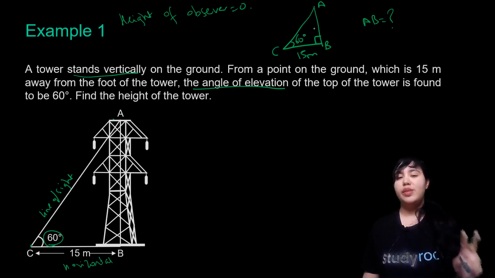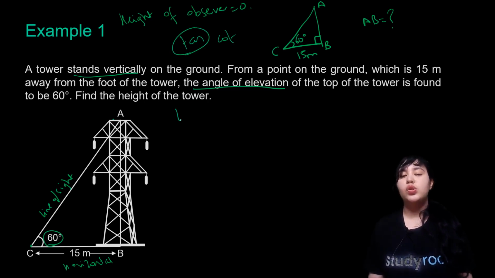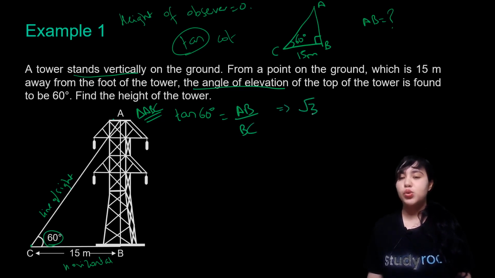Yes, there are two trigonometry ratios. We have tan and we have cot. Let's make use of tan. So tan of 60 degree, I'm considering triangle ABC, okay? So tan of 60 degree will be what? The opposite side, which is AB, upon the adjacent side, which is BC. So tan 60 degree is what? Root 3.